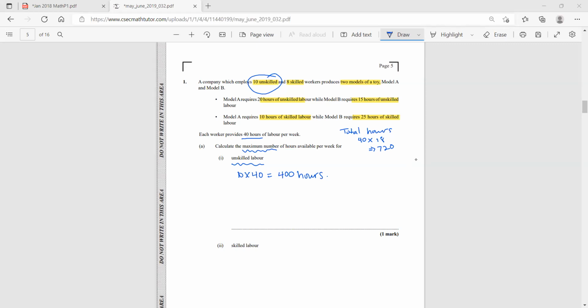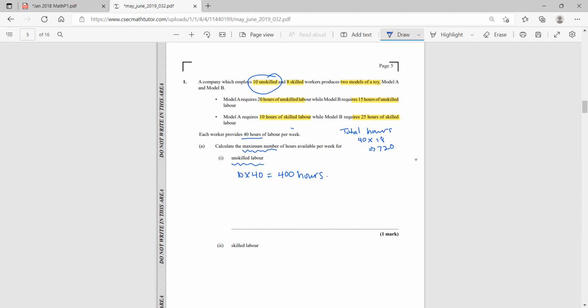So in total, model A requires 20 from the unskilled and 10 from the skilled. And then model B requires 15 from the unskilled and 25 from the skilled. Right? So now they want to know the maximum number of hours available per week for unskilled labor. If we only have 10 unskilled persons, the maximum is 10 by 40, because each person can only work 40 hours. So that's 400 hours.